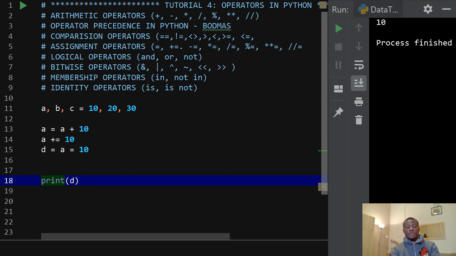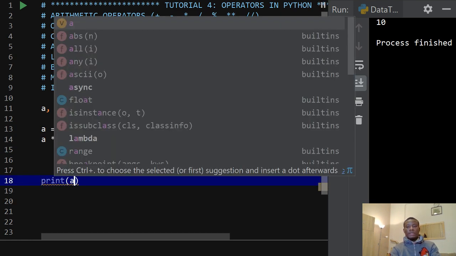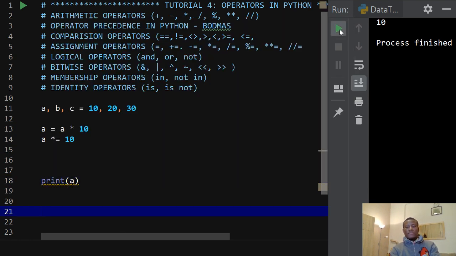Alright, so the same thing goes with multiplication and division. If you have A is equal to A times 10, it's the same thing as A times equal to 10. What it's going to give us is the value of A to be 100. So let's try to see. I'm going to run it. A is equal to 8 times 10, 100, and we have 100 times 10 gives us also 100.